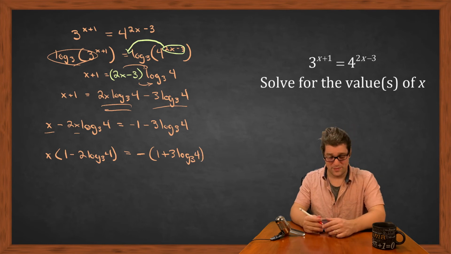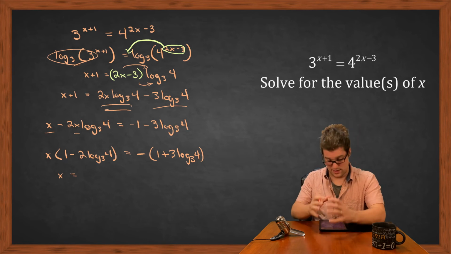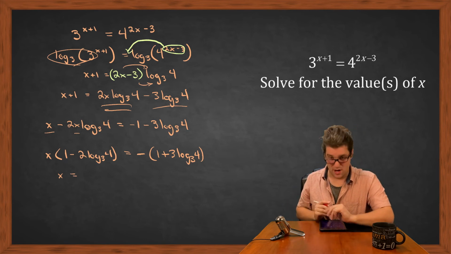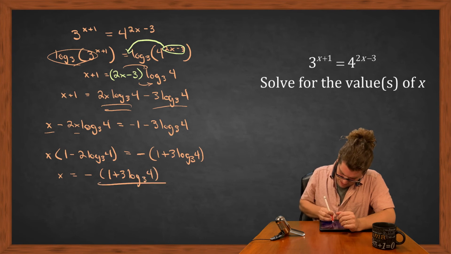So there we go. Last step, I'm going to divide both sides by the big clumpy term that's next to the x right now. So I divide the left-hand side by that, it cancels. I divide my right-hand side by that, and it is going to just appear in the denominator of that expression. So it would be that over 1 minus 2 log base 3 of 4.